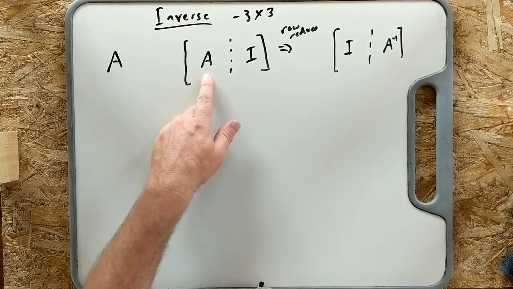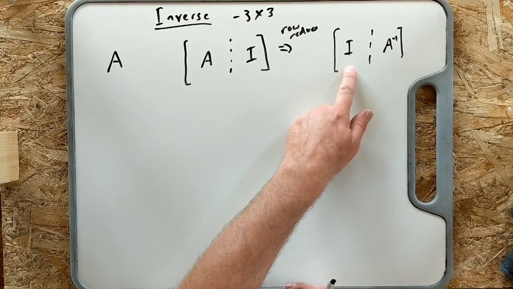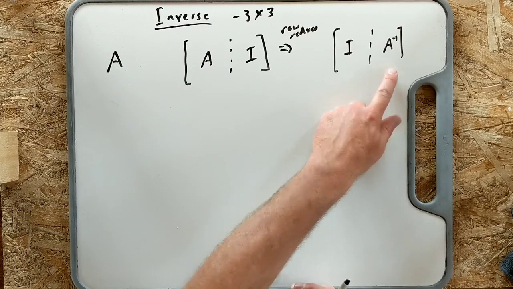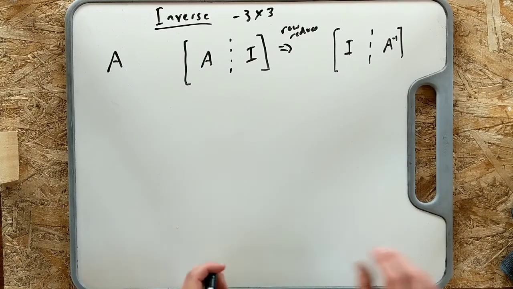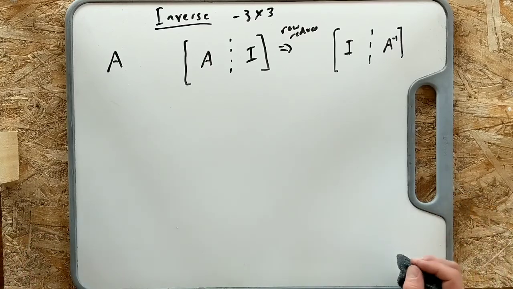So I'm going to start with A on the left, I on the right. I'm going to do row reduction until I get I on the left, and that will give me A inverse as my operator. And I can apply this to any size. I could do it with a 2 by 2 as well, but the equation that I gave you before is a bit simpler.